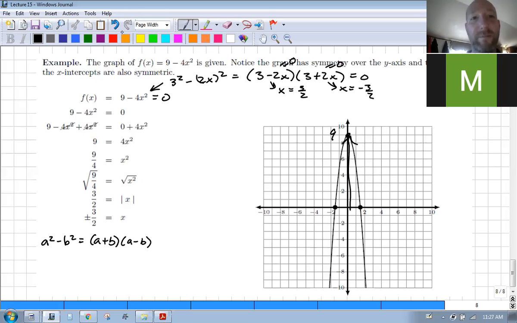So the minus flipped the x squared over. The 4 stretched it vertically by a factor of 4. That's why it's skinnier. And then the 9 moved it up 9 notches.